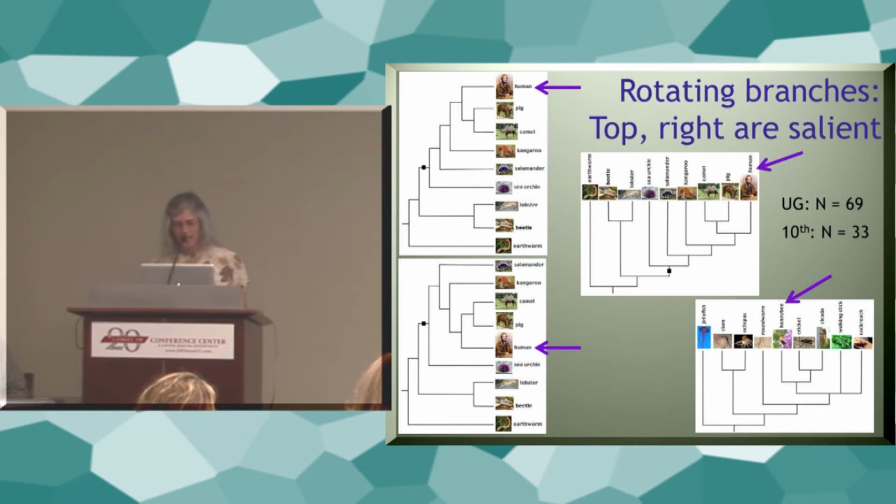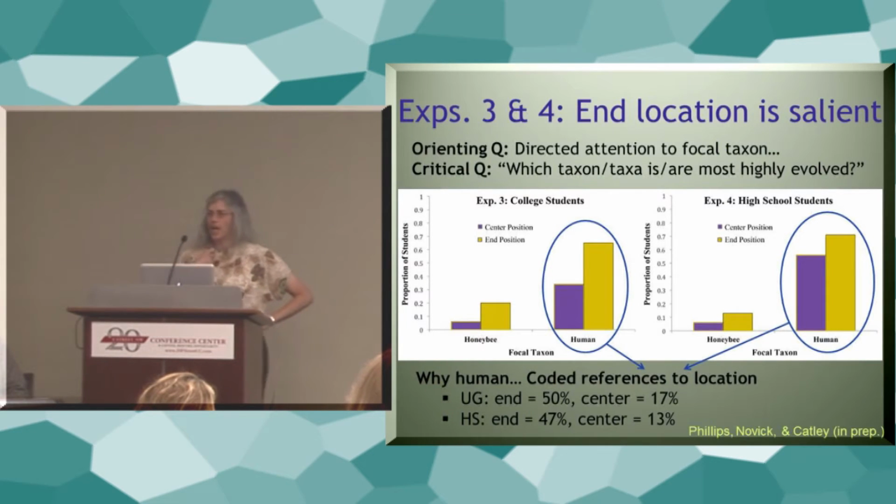So we had two studies here, basically the same study with two different populations. So experiment 3, we had 69 undergraduates. Experiment 4, we had 33 10th graders. And so at the beginning, we showed them these cladograms. We started with an orienting question whose purpose was really just to direct their attention to the focal taxon. So we know that they've looked at this diagram, they've paid attention to where things are. So basically ensured that we had the manipulation that we intended.